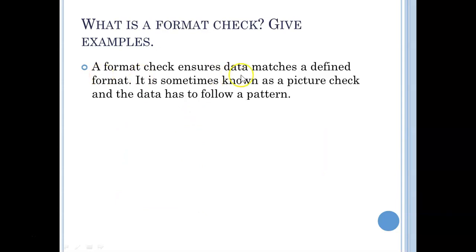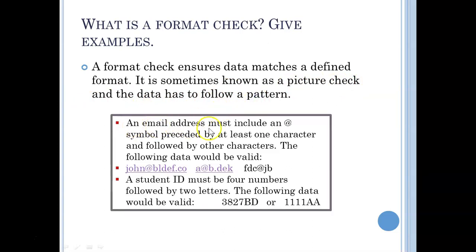So what is a format check? And give examples. So a format check ensures data matches a defined format. It sometimes is known as a picture check, and the data has to follow a pattern. So some examples here. An email address must include an @ symbol, preceded by at least 1 character and followed by other characters. The following data would be valid: john@bldef.co. So as long as there is this @ symbol with a character before it and a character after it, then the format would be satisfied in this case.